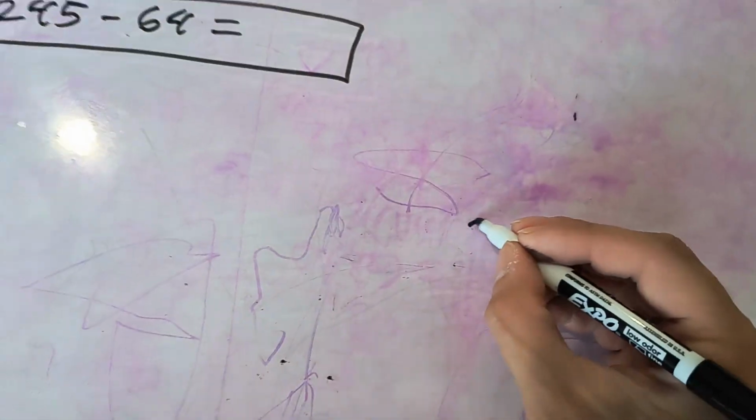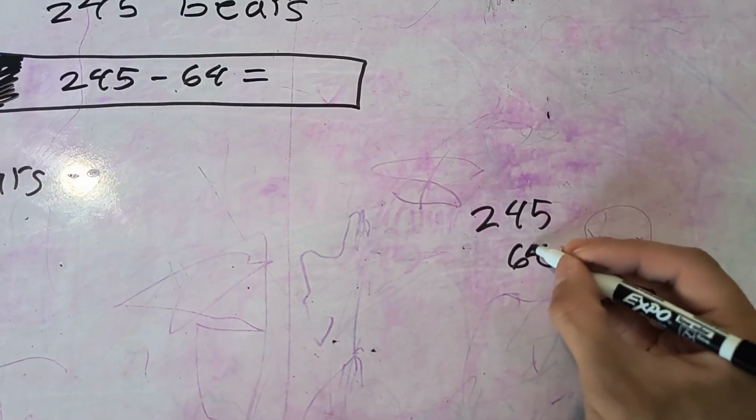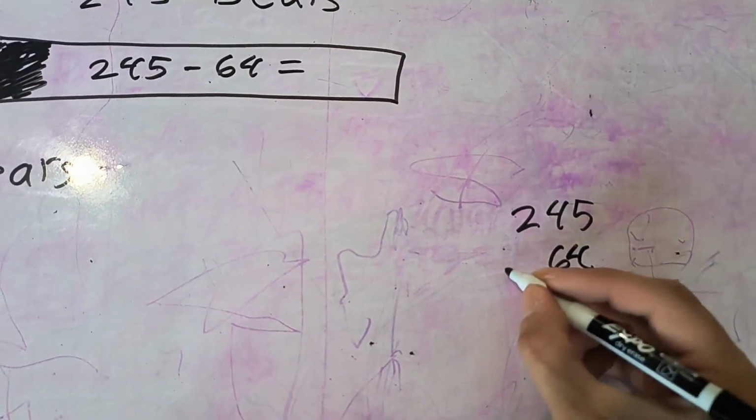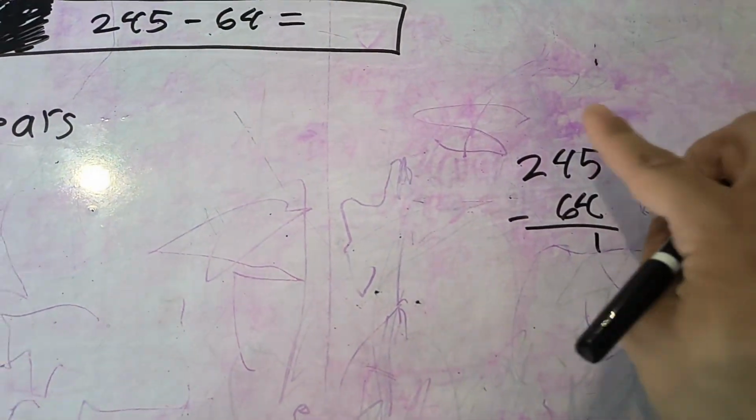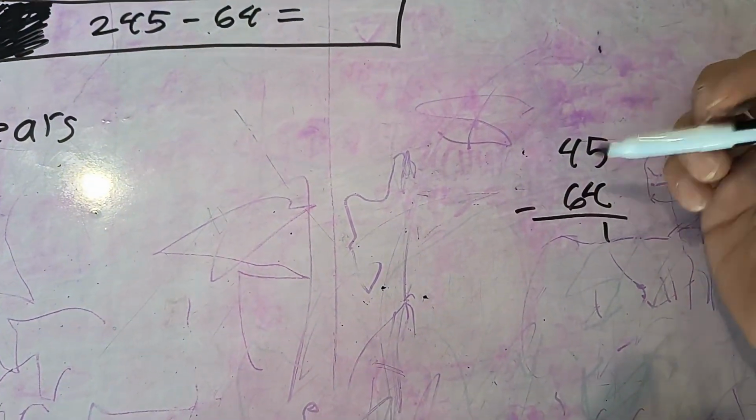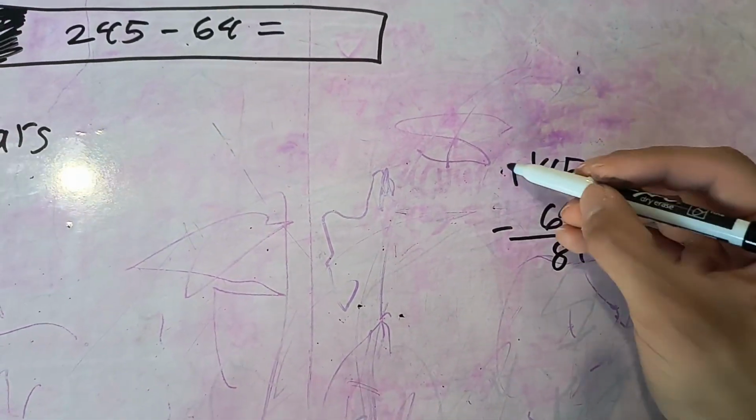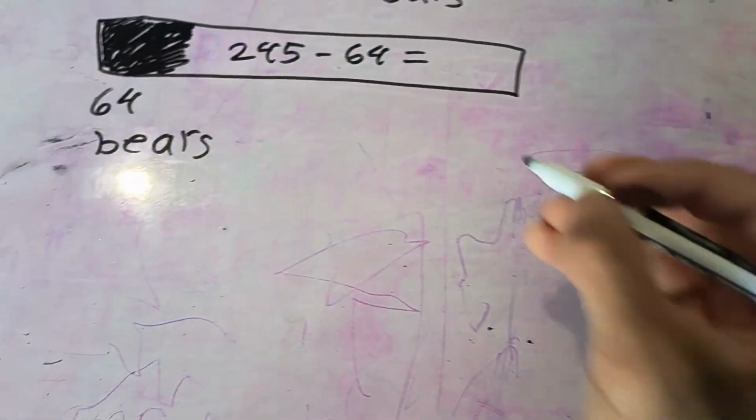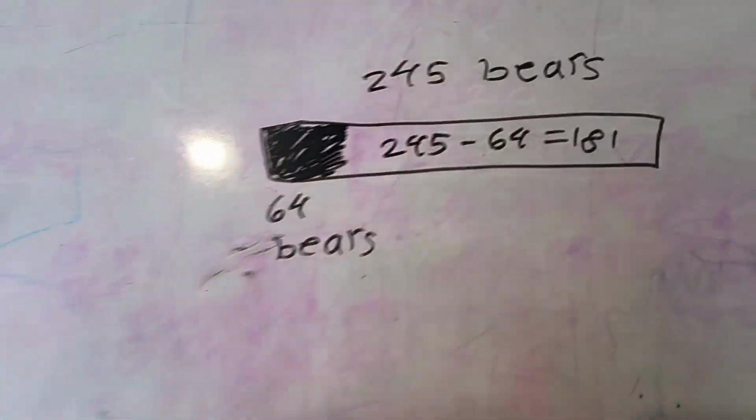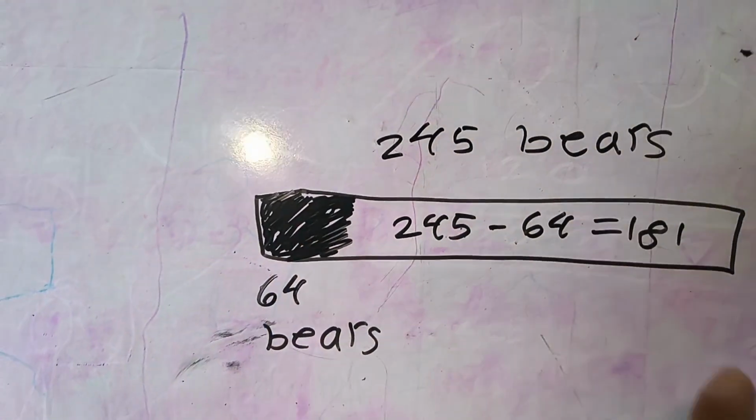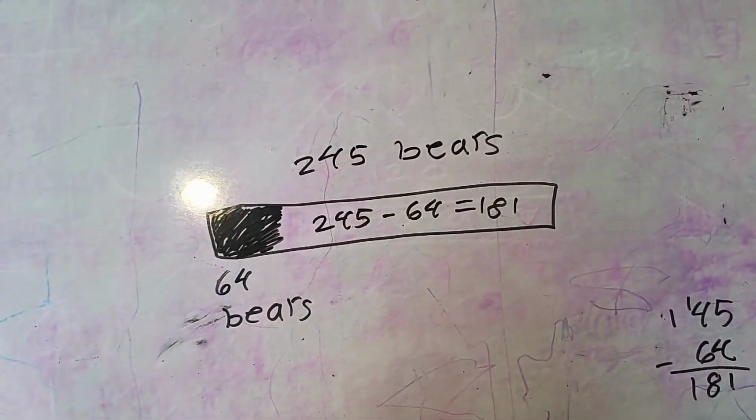Okay, now we do the subtraction. 245 minus 64. 5 minus 4 is equal to 1. 4 minus 6, we can't do that, so we have to take 1 from right here. That becomes 14. 14 minus 6 equals 8. And I just dropped the 1, so 181. Okay, so that means that this part, the not shaded in part, is equal to 181 bears.